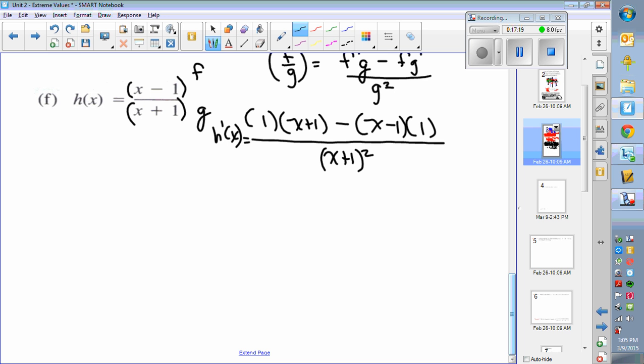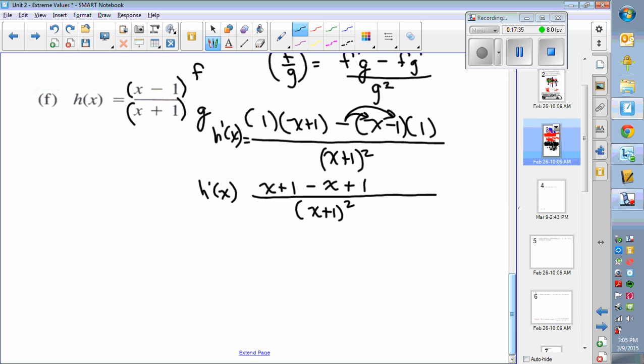So simplifying this, the numerator, so our derivative h prime is x plus 1 minus x plus 1. As the minus goes on both terms, you still have x plus 1 squared in the bottom. X minus x makes 0. 1 plus 1 makes 2. So your derivative, h prime of x, is 2 over x plus 1 squared. So that was step 1.